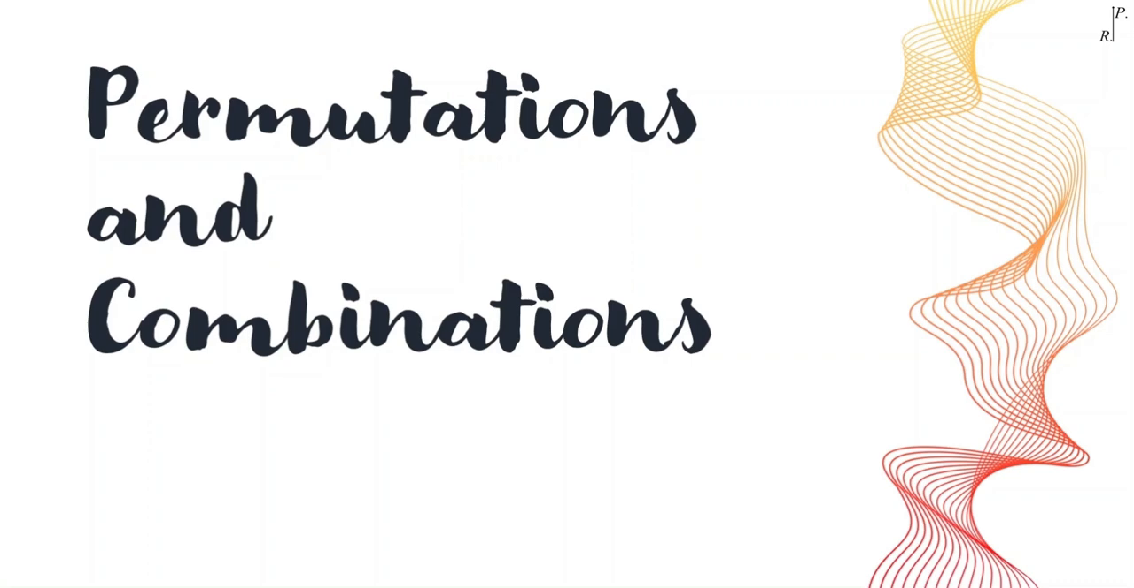Let us start with permutations and combinations. Permutations and combinations are a crucial aspect of probability and require clear understanding to solve the related problems. Let's take a common example in permutations and combinations.